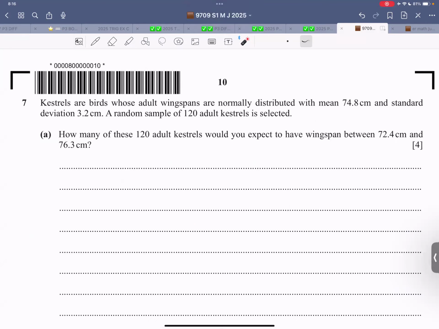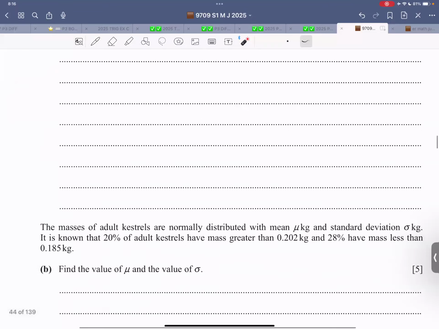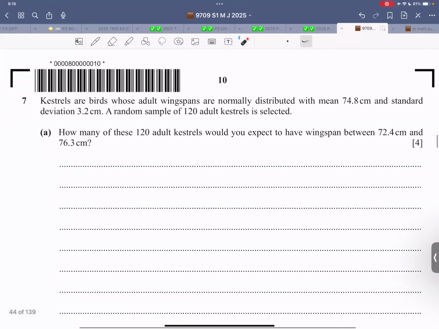Now it says kestrels, a bird whose adult wingspans are normally distributed with mean 74.8 and standard deviation 3.2. A random sample of 120 adult kestrels is selected. How many of these 120 would you expect to have a wingspan between 72.4 and 76.3? That is one thing. And let's focus on the first one.